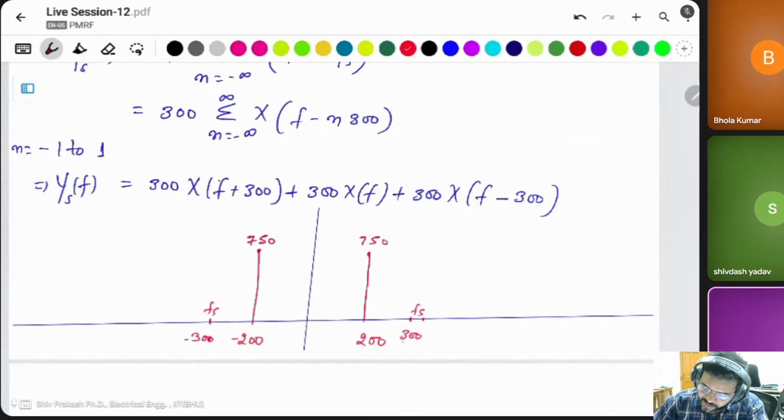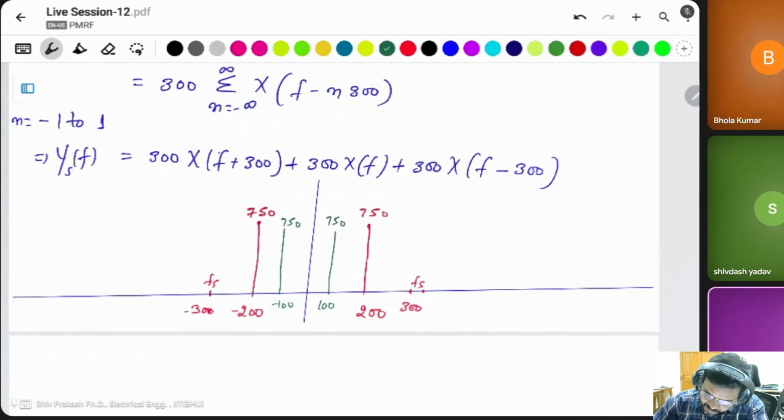Fs minus of fm, it means minus fm is 100 hertz. 100 hertz is here somewhere. Here also minus of 100 is 750. 750 magnitude is same, because the first one is the Fs, this will be the Fs minus of Fm. Okay, after that the Fs plus of Fm, if you add, then the next frequency is 500. Magnitude is same, 500.